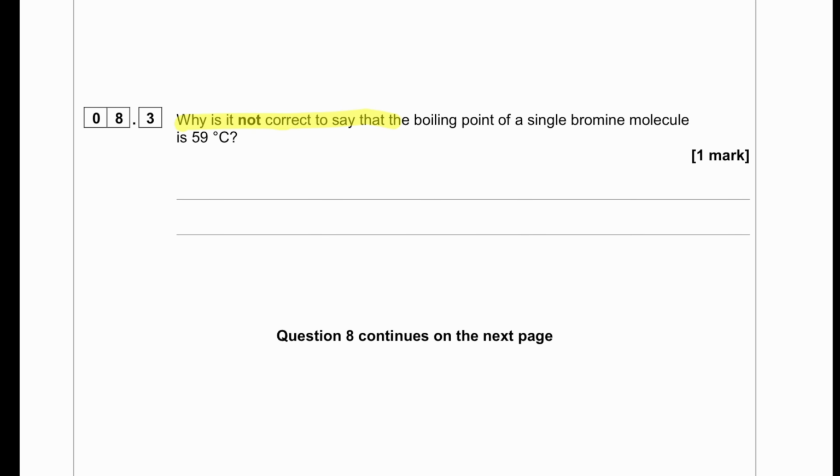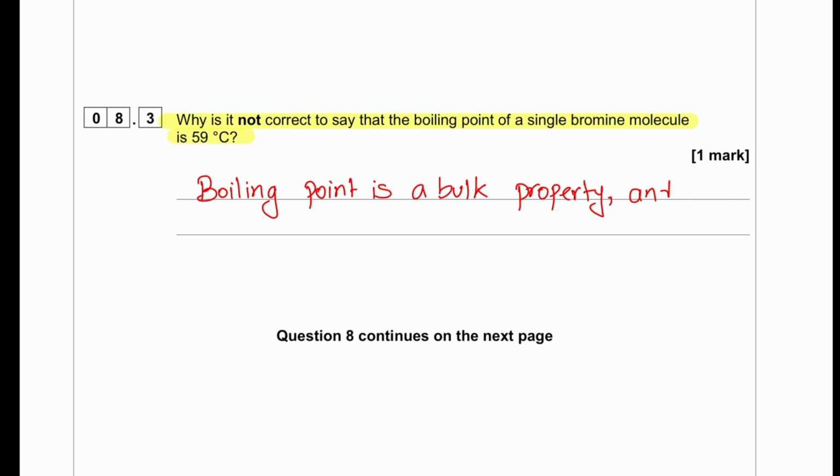Why is it not correct to say the boiling point of a single bromine molecule is 59 degrees Celsius? Boiling point is actually a bulk property, all right? And it depends on intermolecular forces. So for a single bromine molecule, we cannot conclude anything about its boiling point.